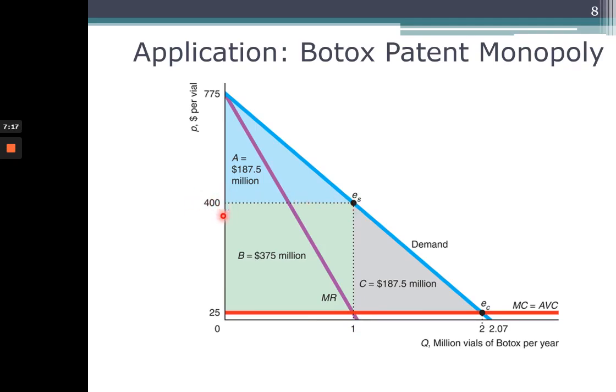So look at that, price to marginal cost, the markup there: $400 is the price where the marginal cost of providing it is only $25. So you can see consumer surplus is equal to this area A, the blue shaded triangle, $187.5 million. Your producer surplus is large, it's sitting at $375 million, and there is a deadweight loss to society, obviously, because a lower quantity is being produced than under perfect competition.